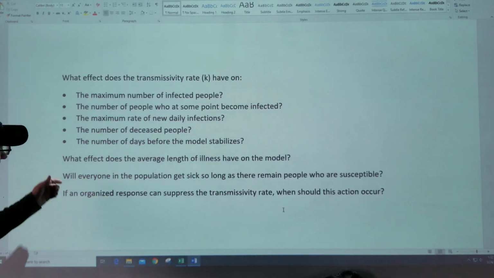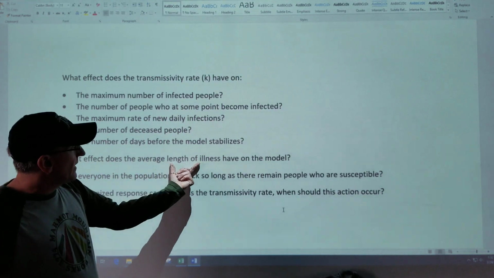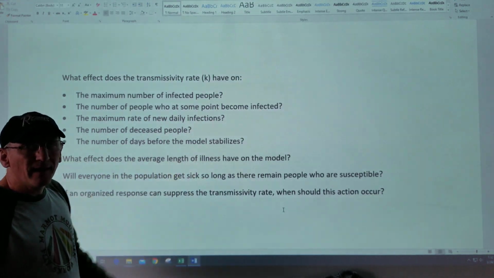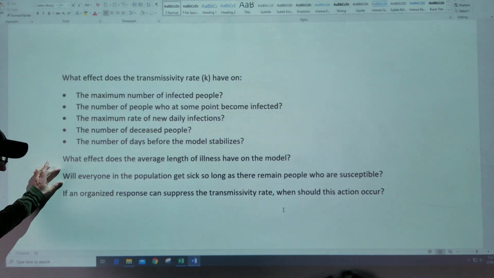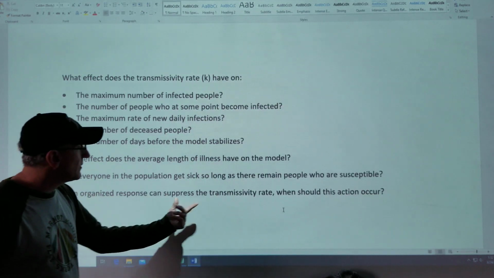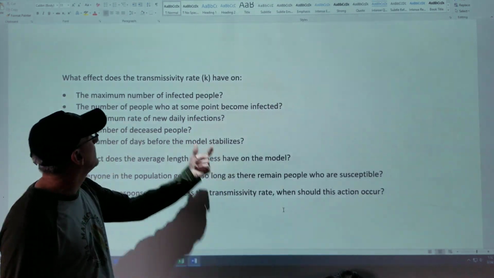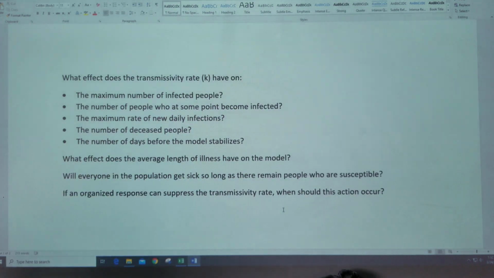Then we might want to know, what about the term of illness? Is it 14 days or 21 days, and what effect does that have on the model? Will everybody get sick? If there's a way to make an organized response to suppress this transmissivity rate, K, when should we do that? And let's try to answer those questions now.